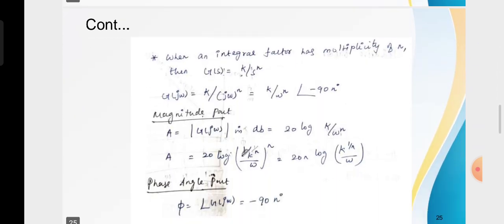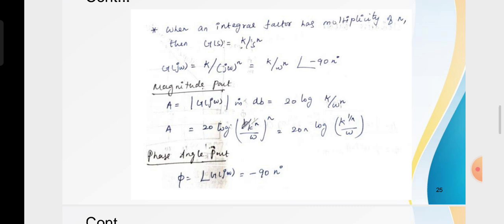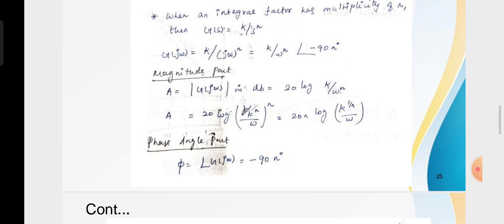Okay, next, when the integral factor has multiplicity of n, then G of s equal to K by s power n. Now s is replaced by j omega. Therefore G of j omega equal to K by (j omega) power n. Find the magnitude plot and the phase angle plot. The magnitude of G of j omega in dB equal to 20 log of K by omega power n, and the phase angle phi is equal to minus 90 n degree. And the magnitude of G of j omega equal to 20 n log of K power 1 by n by omega.